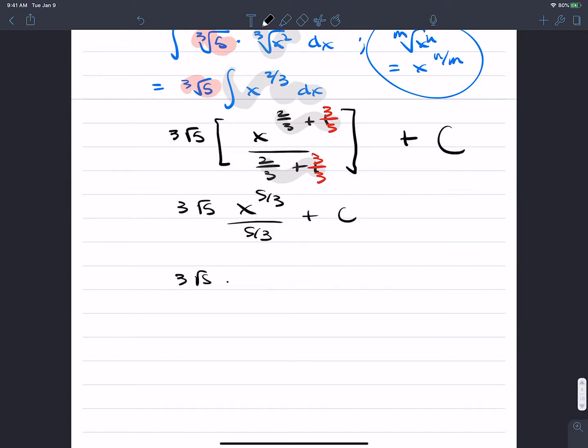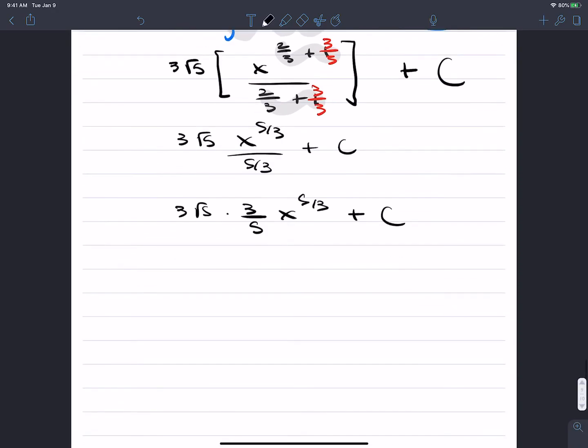3 square root of 5 times 3 over 5, x to the 5/3 plus that c, which we really get 9 square root of 5 over 5. And then notice again, we're going to have to write this as a what? My 5/3 is written how? Isn't that 1 and 2/3, which is 1 plus 2/3? Is that true? You guys with me on that?